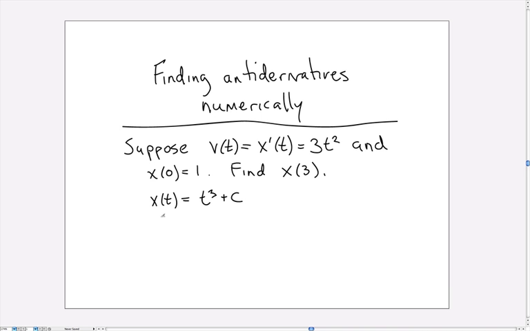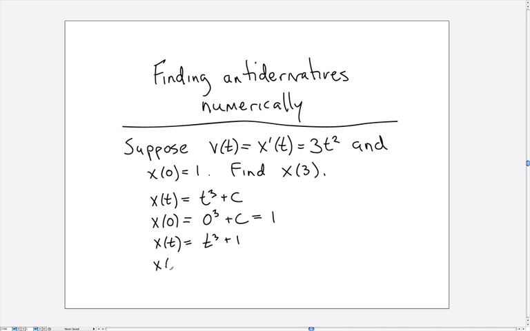We don't know what that constant is, but we can find it because we know where the position of the particle was originally. So let's plug in our initial time t equals 0 into the position function that we've found, and that means that we've got 0 cubed plus c. Because we were told the initial position of the particle was 1, we can set this equal to 1. Well, that just means that c must be equal to 1. So we have x of t equal t cubed plus 1.